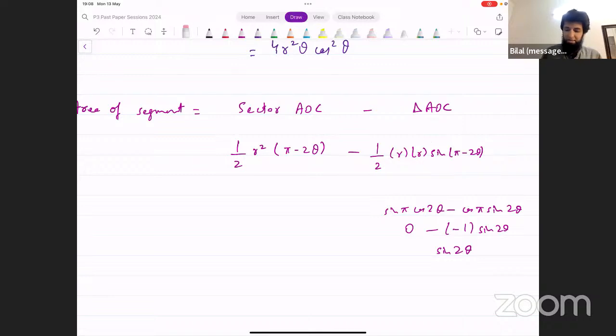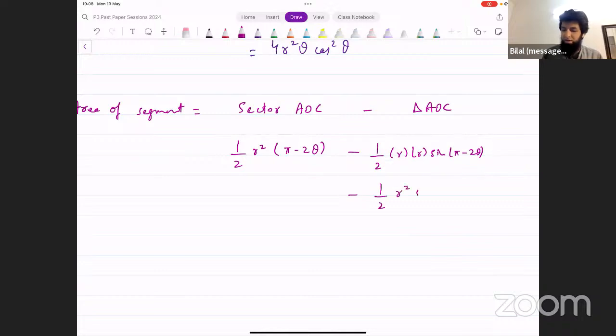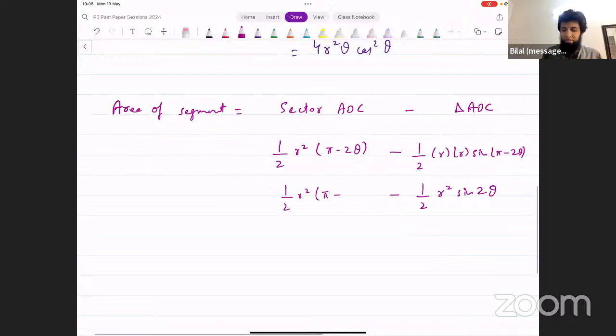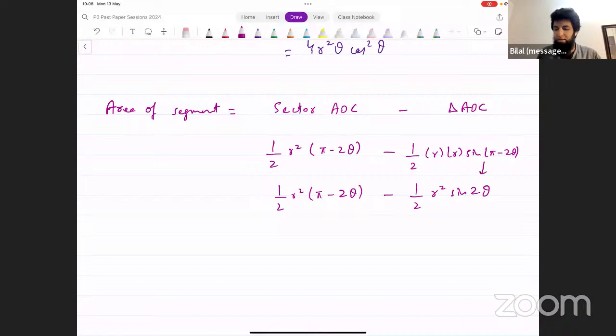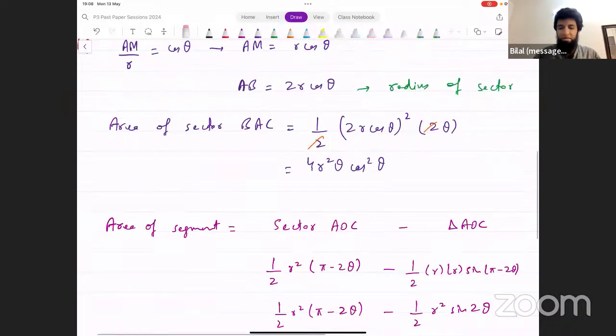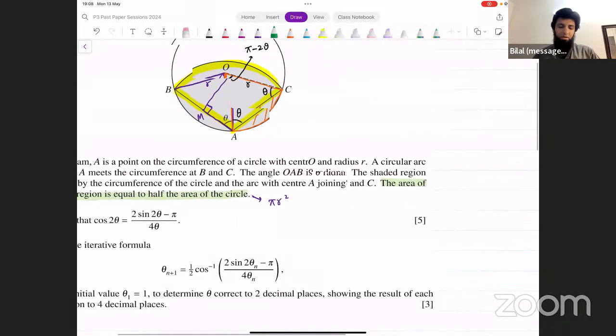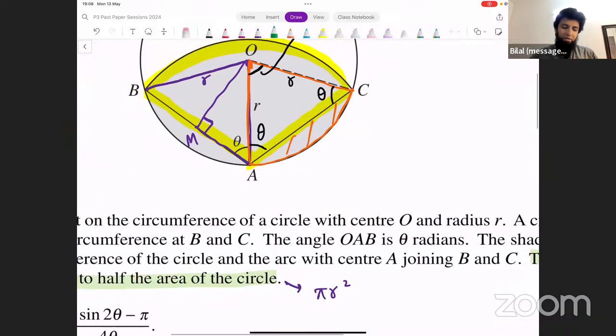So if you understand that, you could actually write this thing as half R squared into sine of 2 theta directly. And that is what the area of the segment becomes. Now, this is one way to do it. If you find it too complicated, converting sine of pi minus 2 theta to sine of 2 theta, another way could be that to find the area of this triangle, you break it down into 2 parts.